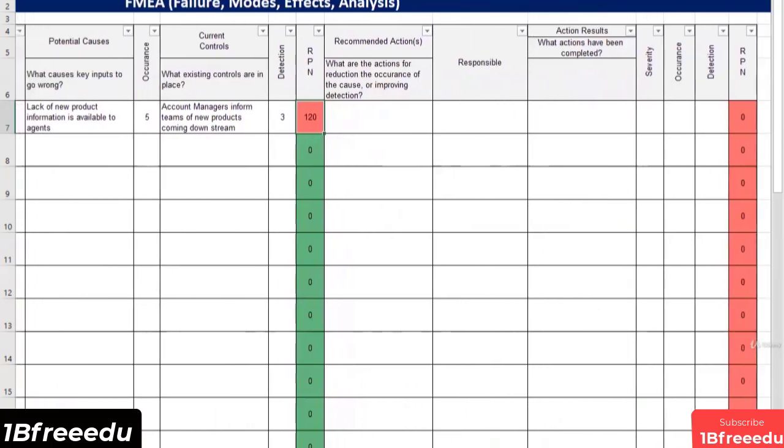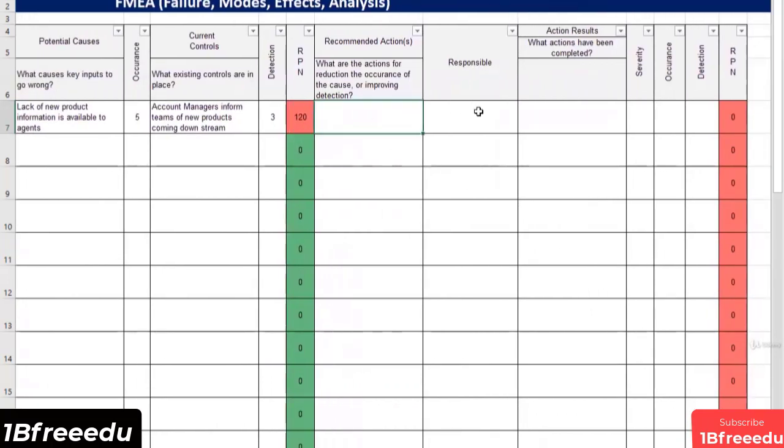So once you've done that, you then need to think about your actions. What are the actions to the reduction of the occurrence of the cause, or how can we improve the detection of it? So the detection for us is quite good here. We have the customer complaints rising. We do have our managers, they know, our staff start to raise the issues. So we have quite a good way of detecting it. So what can we do here to fix this potentially happening in the future?